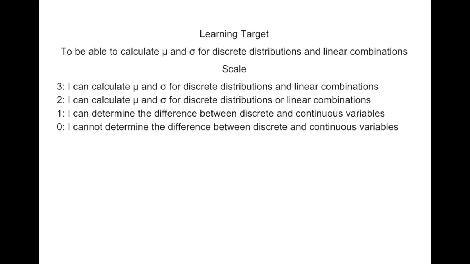The learning target for today is to be able to calculate mu and sigma, mean and standard deviation, for discrete distributions and linear combinations. For the scale, 3, you can calculate mu and sigma for discrete distributions and linear combinations. 2, you can calculate mu and sigma for discrete distributions or linear combinations. 1, you can determine the difference between discrete and continuous variables. And 0, you cannot determine the difference between discrete and continuous variables. Let's get started.